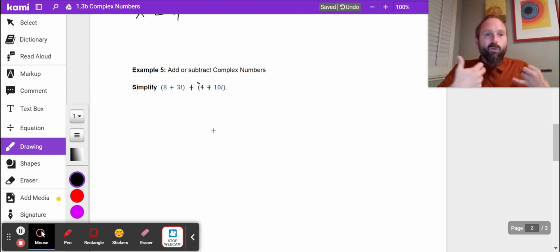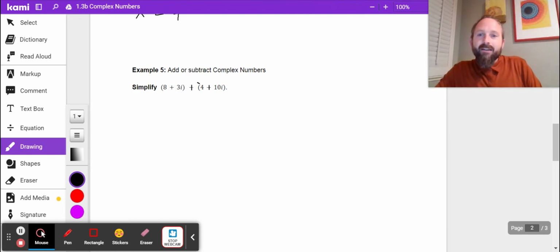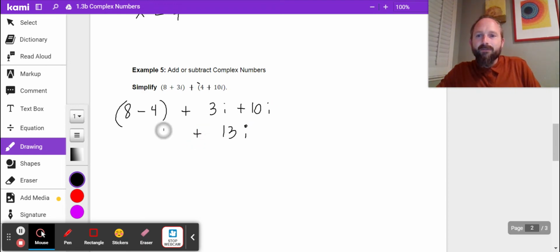And now we just have to add the real with the real and the imaginary with the imaginary. So I have 8 minus 4, and then I'm going to add that to 3i plus 10i. All right, so I should get 13i plus 4.